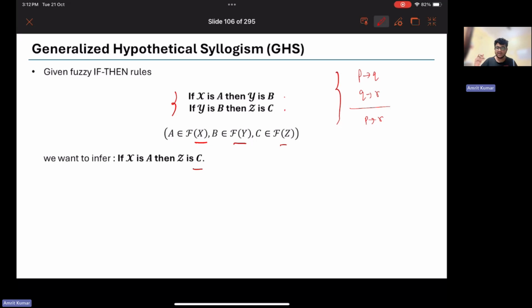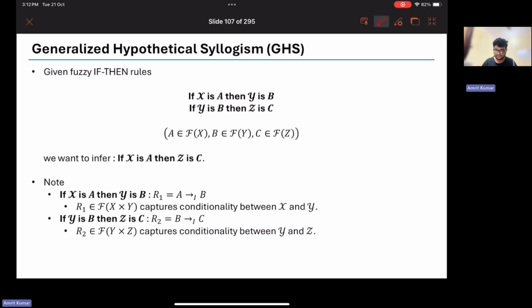So towards that end, we will make a few observations. Now let us consider the first fuzzy if-then rule. If X is A, then Y is B. Then we know that the conditionality expressed by this fuzzy if-then rule can be captured by a relation R1, which is a fuzzy relation from universe X to universe Y, and it is obtained in this manner. You take the outer product of A and B, and this outer product is based on some implication I. Similarly, if you consider the second fuzzy if-then rule, which is if Y is B, then Z is C, by a fuzzy relation R2, and this fuzzy relation is from universe Y to universe Z, right?